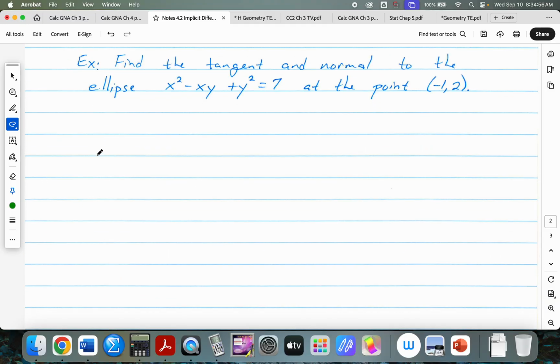So let's do this one. Find the tangent and normal to the ellipse x squared minus xy plus y squared is equal to 7.